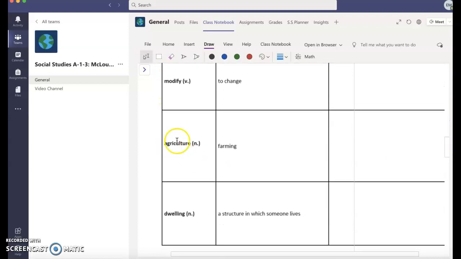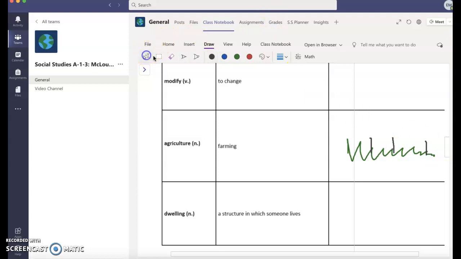So say I go to agriculture and the definition is farming. If I'm going to draw a picture, maybe how I'm going to remember farming is if I draw some grass, right? And then maybe I'm going to think of different crops that can grow. And then maybe I would finish my picture, drawing different crops that we can think farmers plant, right? Or you can simply copy and paste an image from the internet, okay?